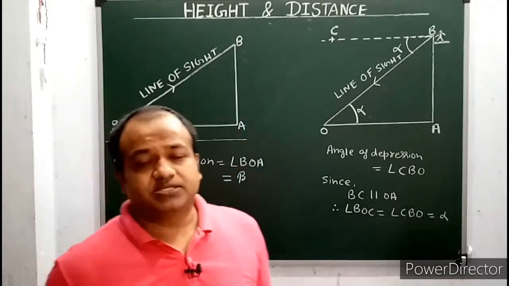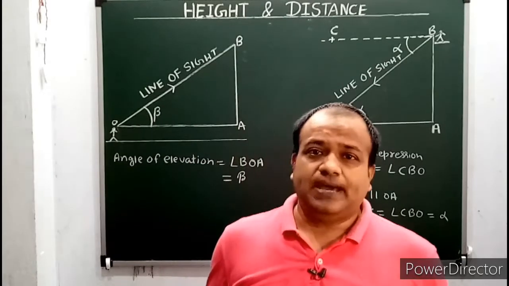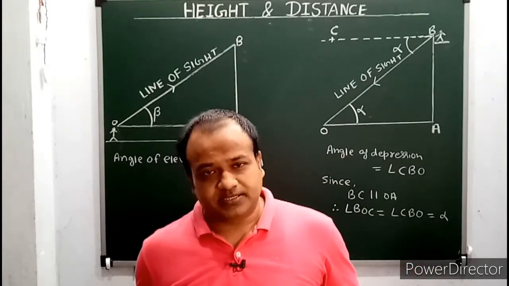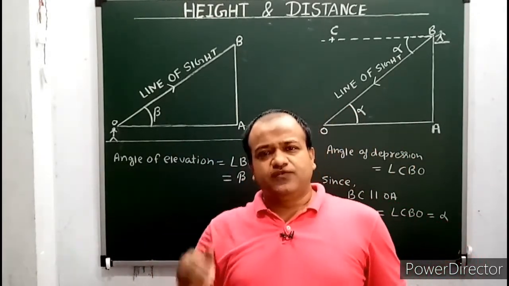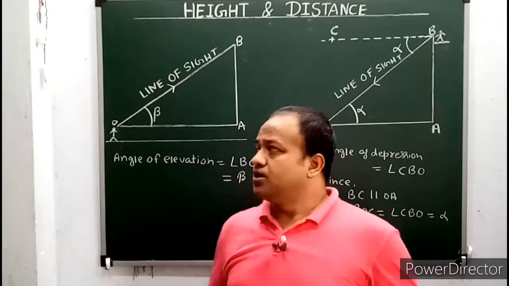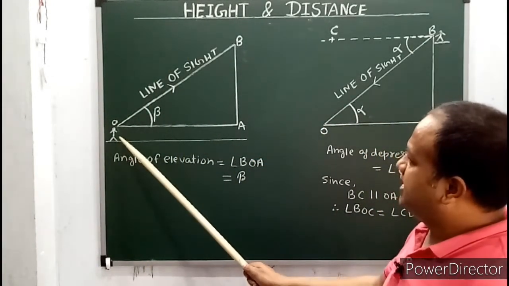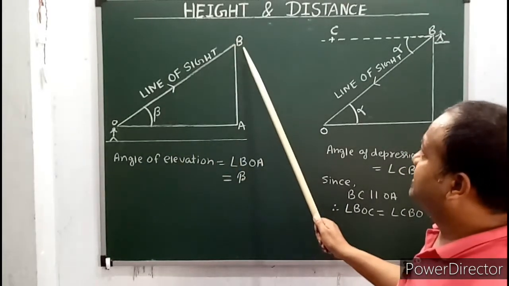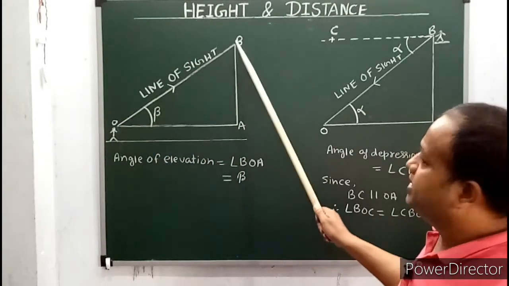Before I start the class, we should know some basics of height and distance. We have to know about angle of elevation and angle of depression. Angle of elevation generally comes into play when we are looking from bottom to top. For example, in this figure, a boy is standing on a horizontal platform and looking at the top, that is at point B. Now his line of sight is along OB.